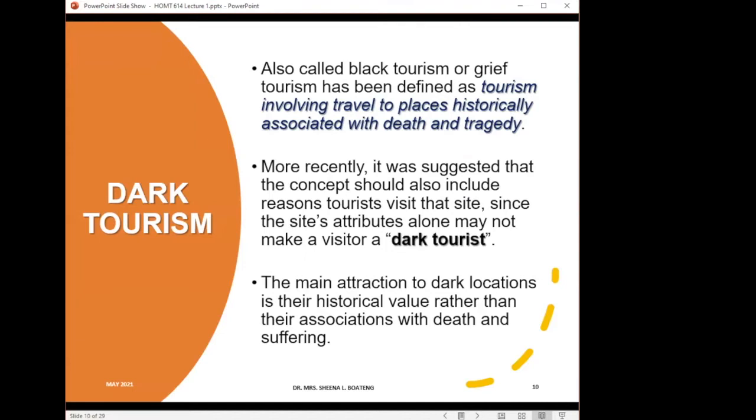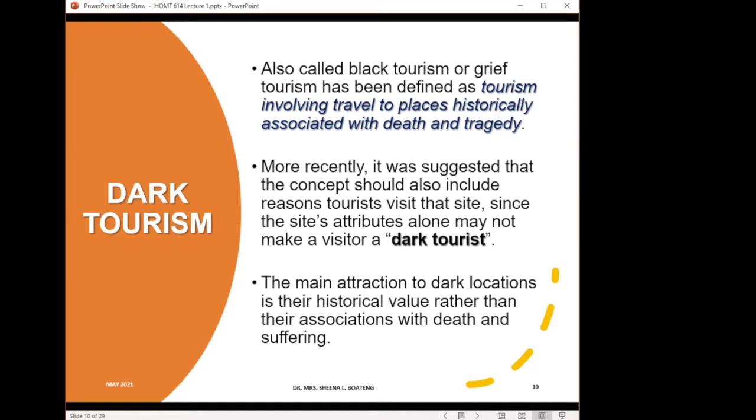So the African Americans who make the trip to Ghana to see the Cape Coast Castle and the Elmina Castle and the slave dungeons, where the slaves were passed into the waiting slave ships, are engaging in what we refer to as dark tourism. Now, more recently, it was suggested that the concept should also include reasons why tourists visit the particular site, right? And not just the attributes of the site alone.